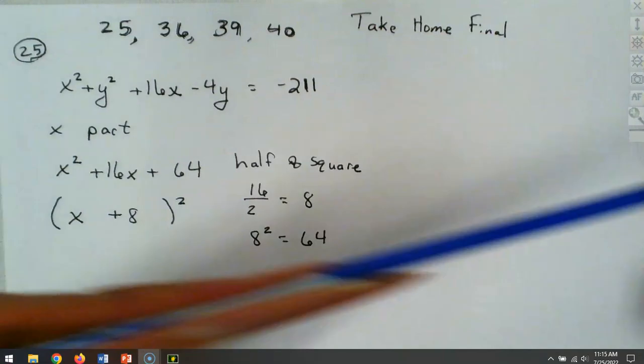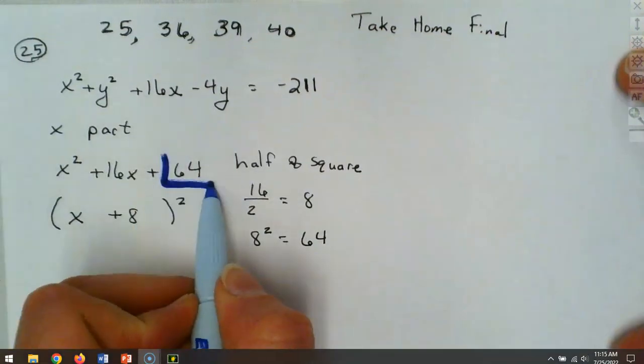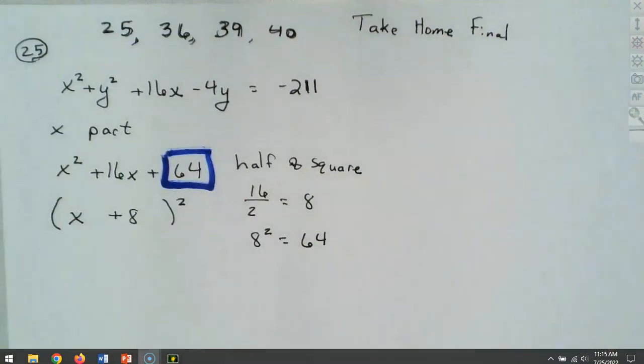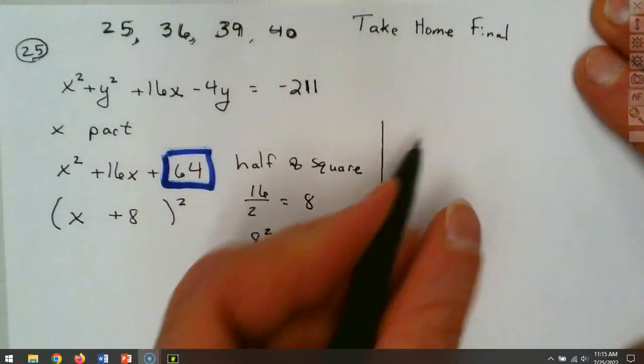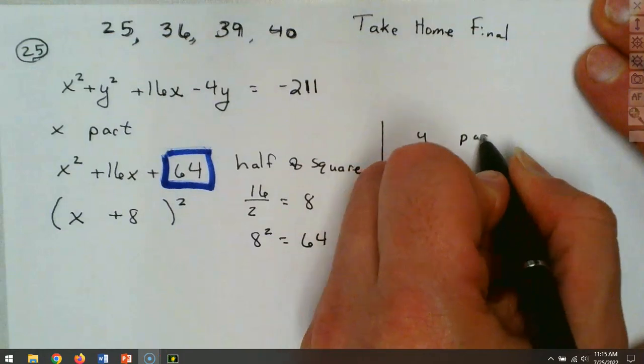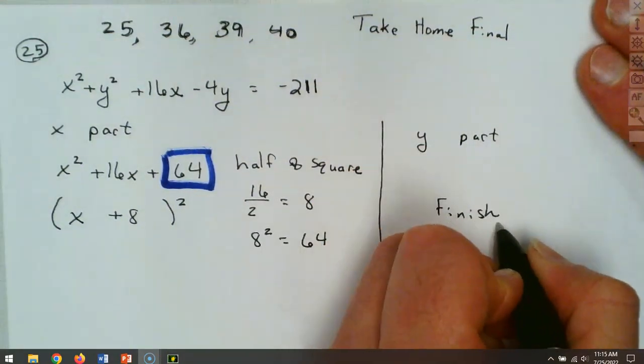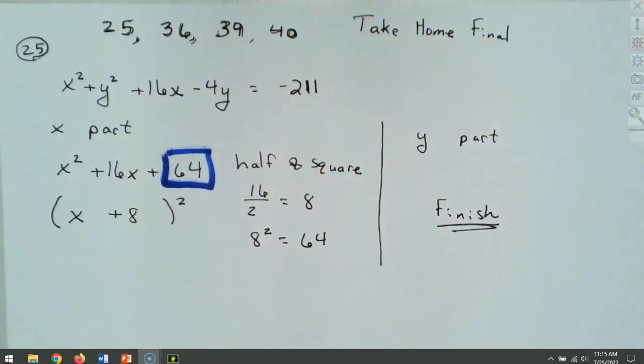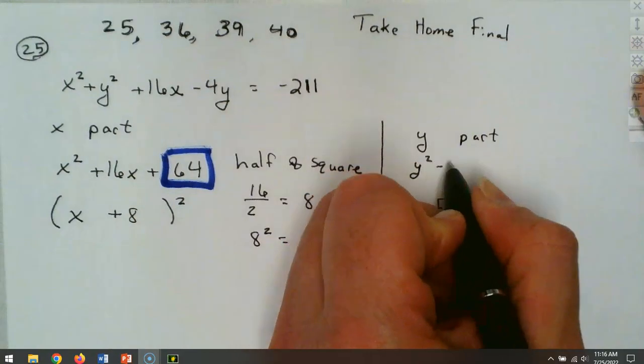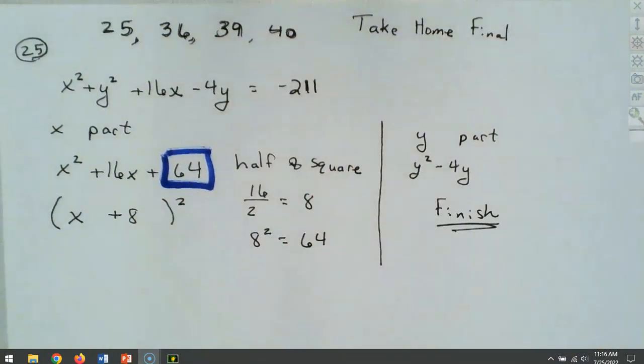And we keep track of that in a box because we're going to have to use that in a moment. Now we still have to do the y part. So you're going to have to finish out the y part. What would you do to finish it? Well, you've got y squared minus 4y. So you half it and square it. Then you put everything back together.